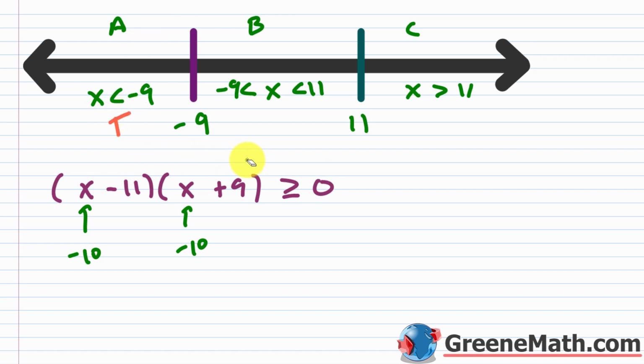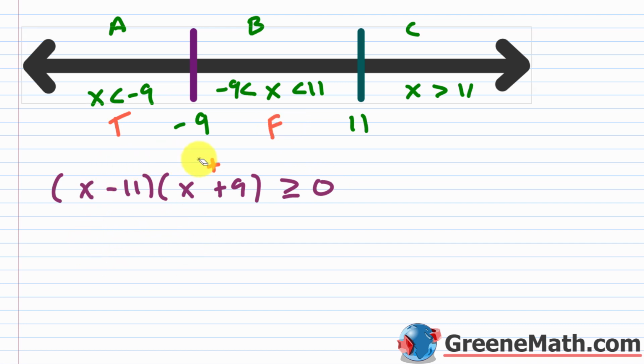All right, let's look at the next region, which is region B. You could pick 0 there. That's going to be really easy to work with. So plug in a 0 there and there. And you see that 0 minus 11 would be negative 11. So this is negative. 0 plus 9 would be positive 9. So this is positive. Negative times positive is negative. And a negative will not be equal to 0 and it will not be greater than 0. So this right here is going to be false.